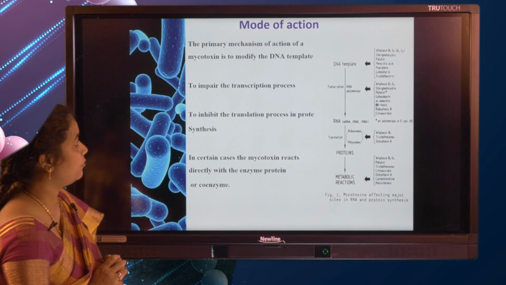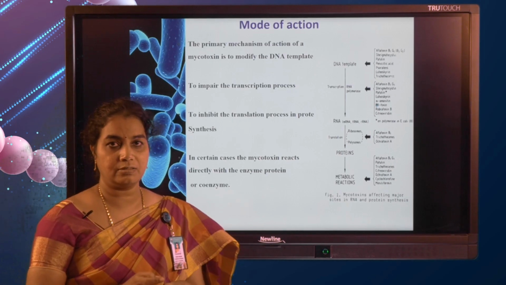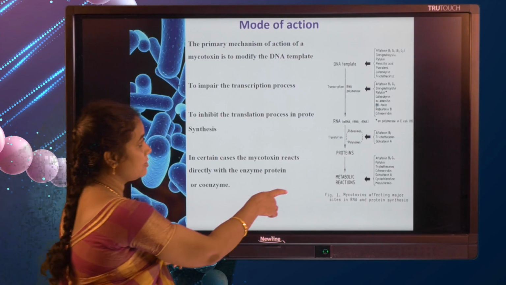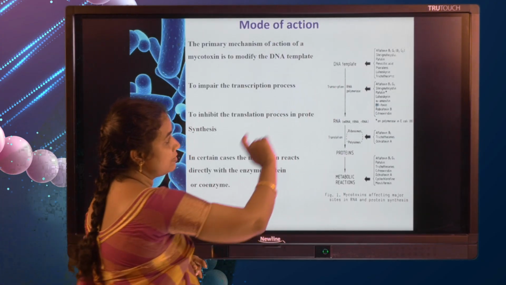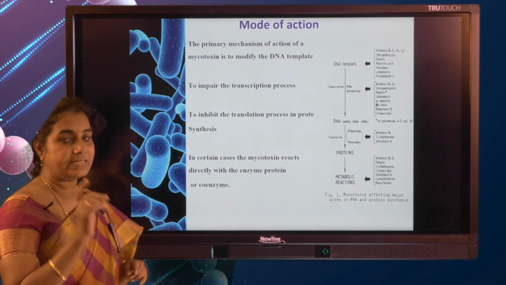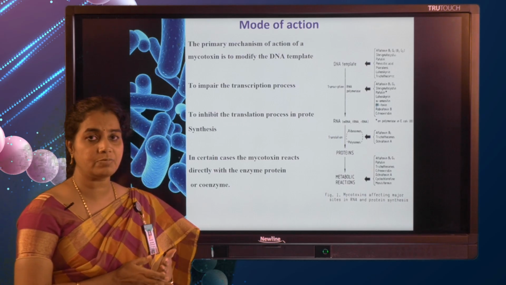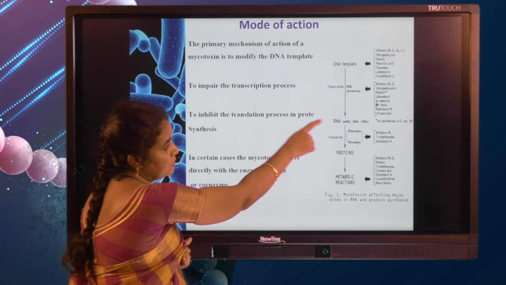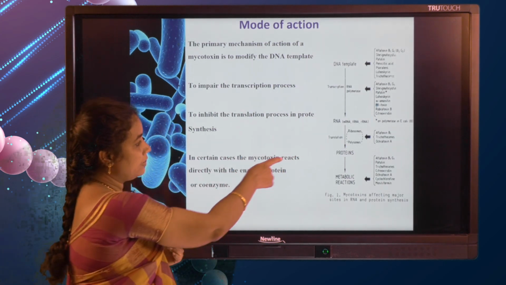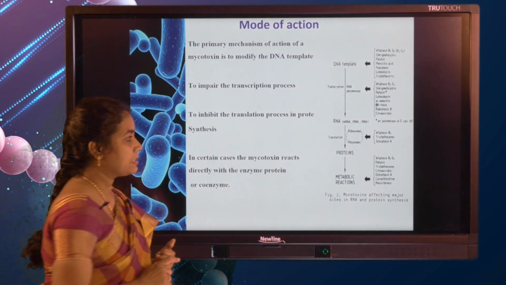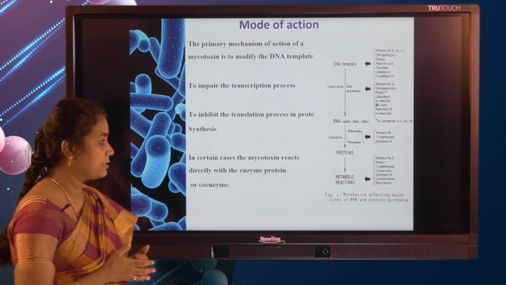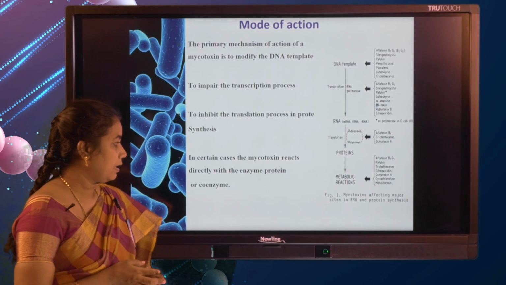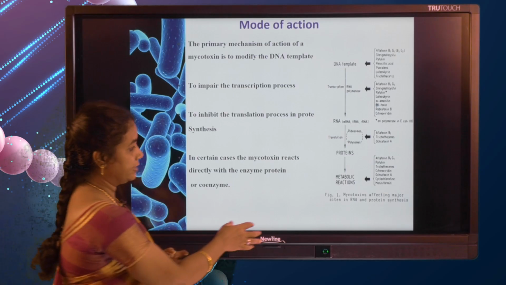Coming to the mode of action, they can dysregulate DNA synthesis, transcription as well as protein synthesis. Here you can see that aflatoxin B modifies the DNA template, thereby inhibiting the DNA replication process. It also impairs transcription by binding with RNA polymerase, and it prevents the translation process. In turn, it prevents protein synthesis, and it can also bind directly with coenzymes and enzymes, thereby altering the metabolic reactions.